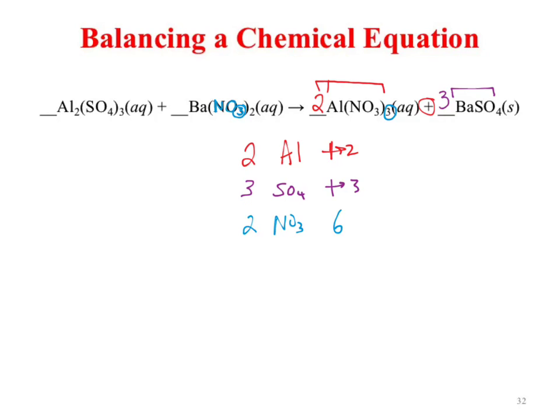Why is that 3 now applied to the nitrate? Because it's outside the parentheses. So I have 3 nitrates, but I have 2 of those units, which means 6. 2 and 6 equal? Are 2 and 6 equal? No. How do we fix that? I need a 3 here.